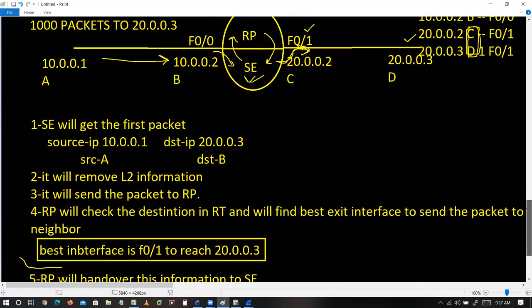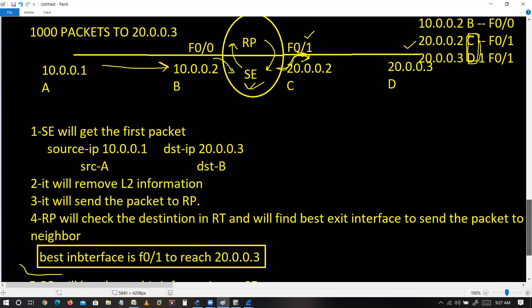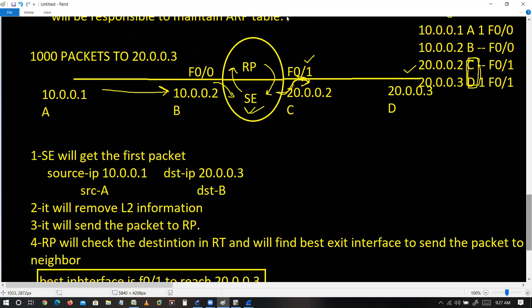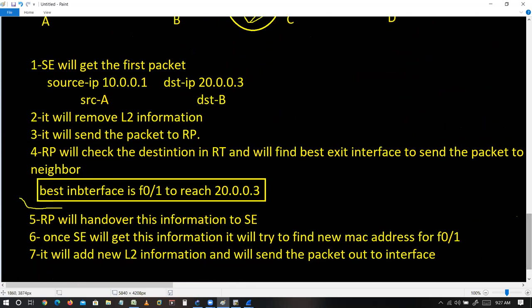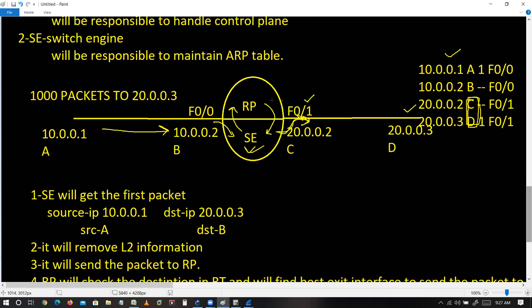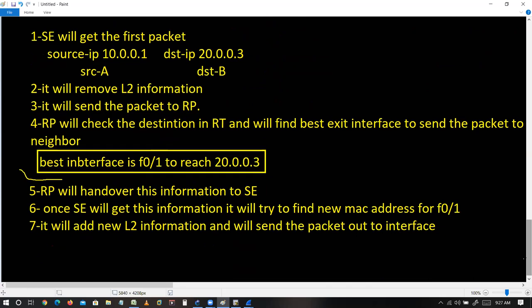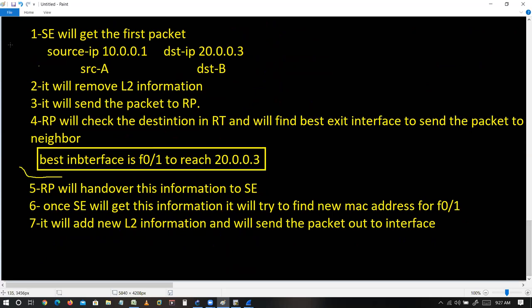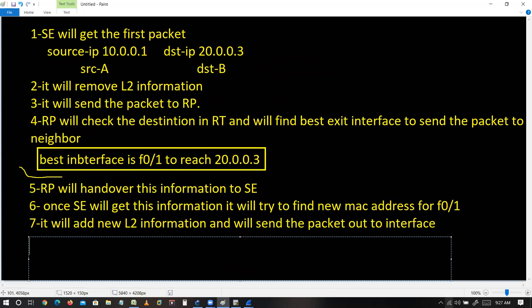Any doubt to this point? Can you scroll down to 5, 6, 7? To find out the new MAC address for F0x1. So that F0x1 is for the other interface, right? Yes, correct. This is the interface, because ARP is saying to reach this address, you have to use F0x1. Okay, I'm clear.